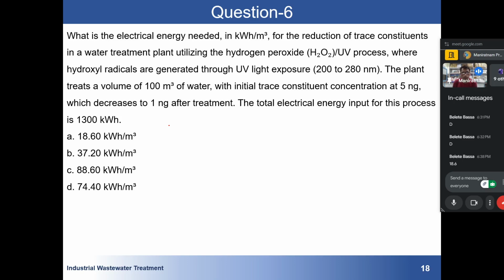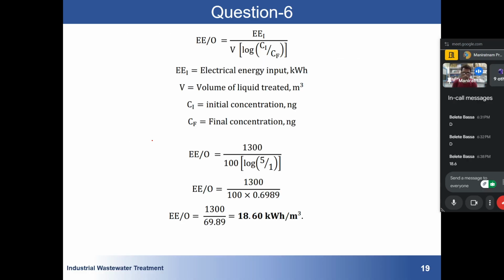18.6. I hope you have solved it. Good. Yes, indeed the answer is 18.6. But I hope you have solved it in very less time. What about others? Yes, the correct answer is this 18.6 kilowatt hour per meter cube.